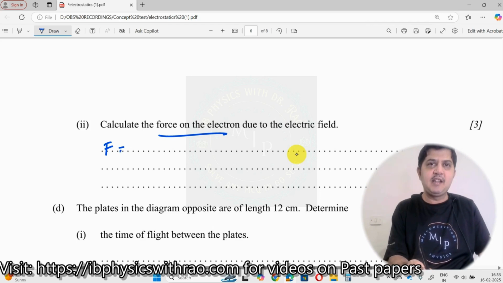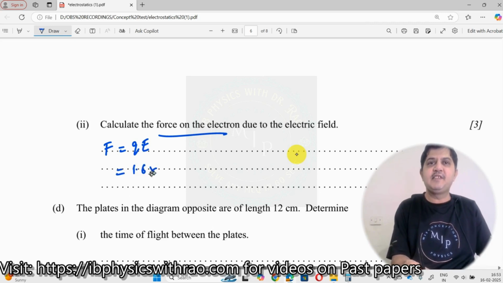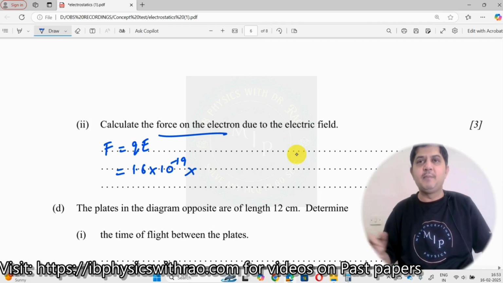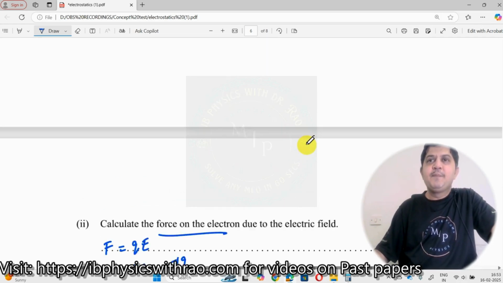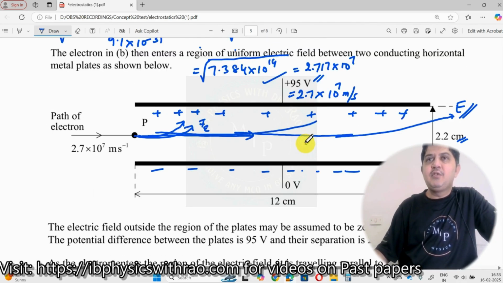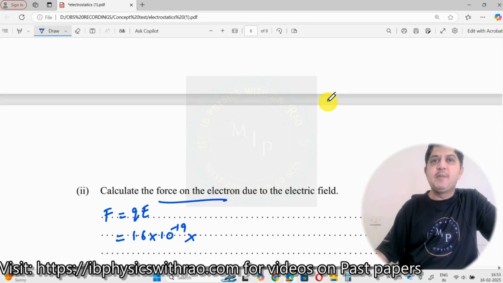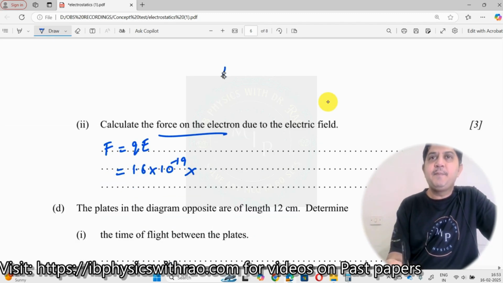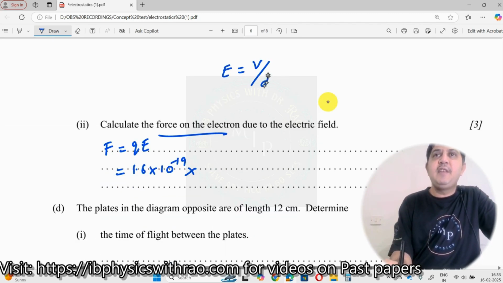This charged particle will experience a force which is given by Q times E. What is Q? 1.6 into 10 to the power of minus 19. And what is E? Is the value of E given? No, but you can always determine it. How? I told you, if V is given and D is given, you can find out E. How do you find E using V and D? Very simple formula. E is equal to V divided by D.